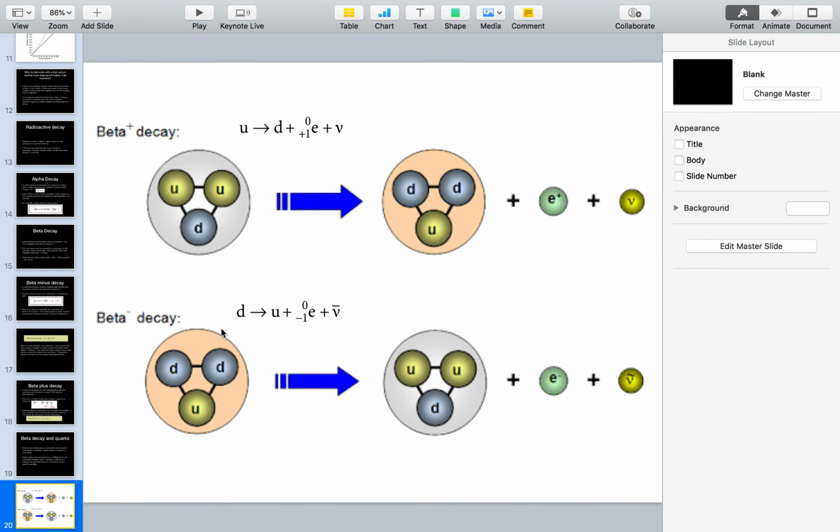This is the opposite for beta negative decay. Again, this up and down quark pair remains constant, but this down quark changes itself to an up quark right here with the emission of beta negative particles and an antineutrino.